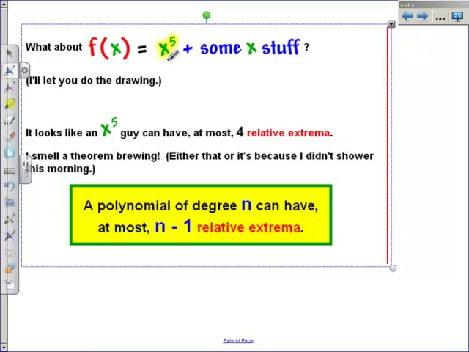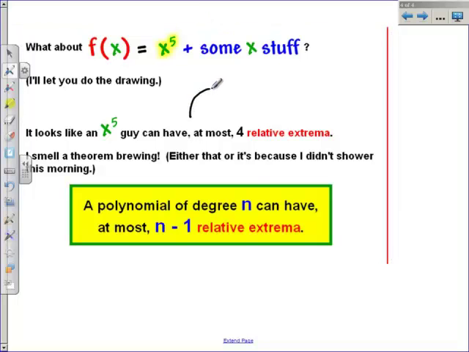Alright, if you were to graph an x to the 5th, I'll let you guys try some of them, but here's a basic x to the 5th. It could do that, or it could do this. I'll let you draw the other possibilities. It could actually end up turning this too. Anyway, an x to the fifth can turn at most 4 times, so you can only create 4 relative extrema.